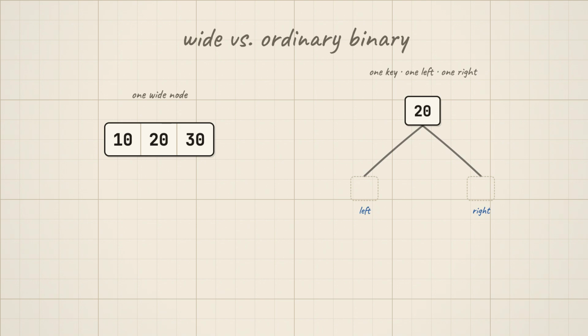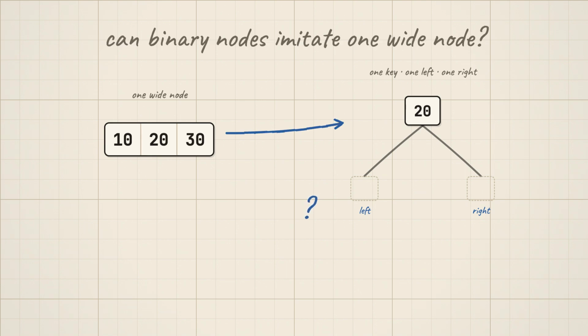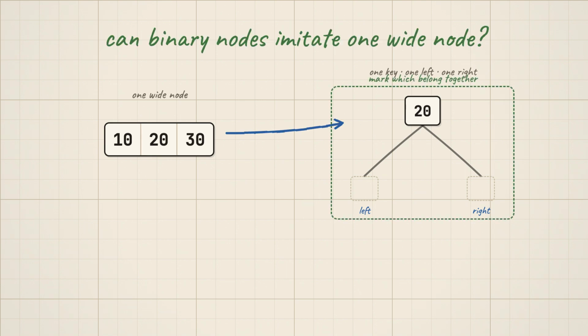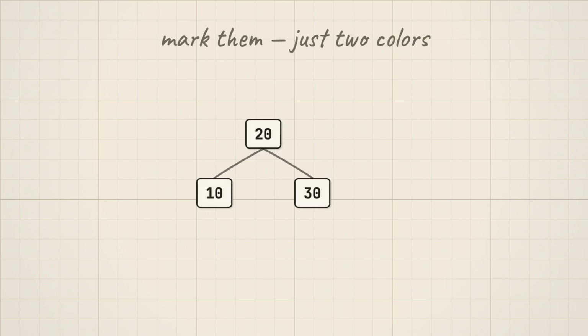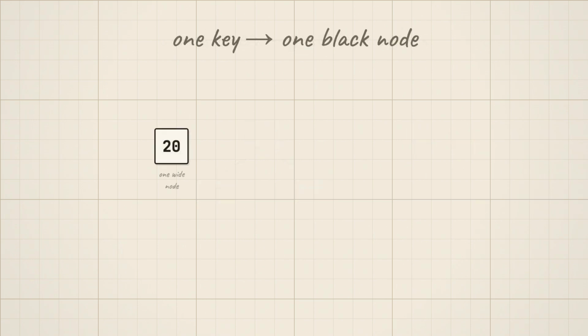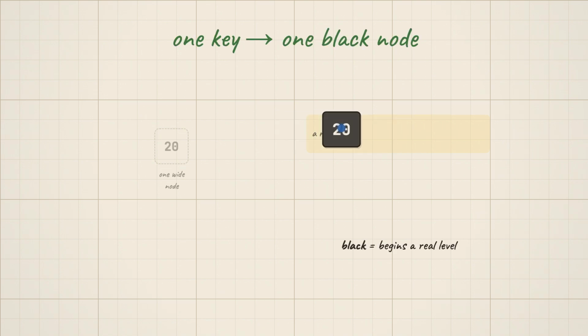Can ordinary binary nodes imitate one wide node? Yes, as long as we mark which binary nodes belong together. So let us mark them using just 2 colors. A wide node containing 1 key becomes one black binary node. Black means this node begins a real level of the wide tree.